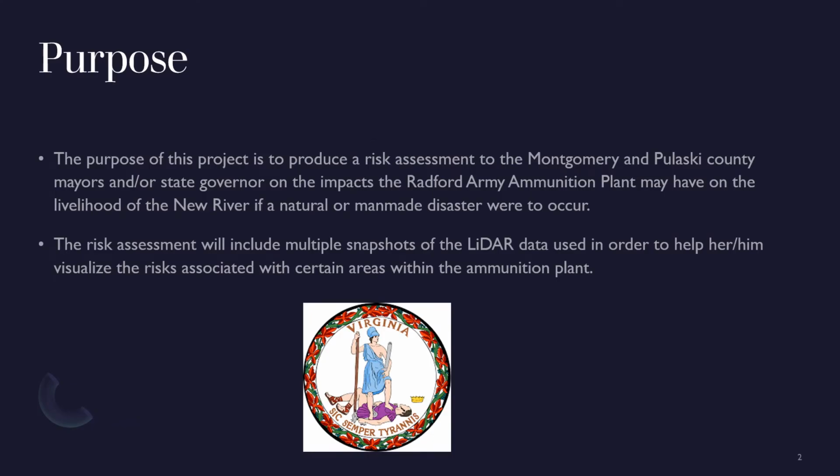The purpose of my project is ultimately to enhance public leaders' awareness of the health of the New River in Virginia. This will be accomplished by producing a risk assessment for county governors and/or the state governor on the impacts the Radford Army Ammunition Plant may have on the river. I will explore the possibilities of both natural and man-made disasters that the New River can encounter and how the geographic disposition of the ammunition plant is in a less than ideal location if water levels were to rise significantly.